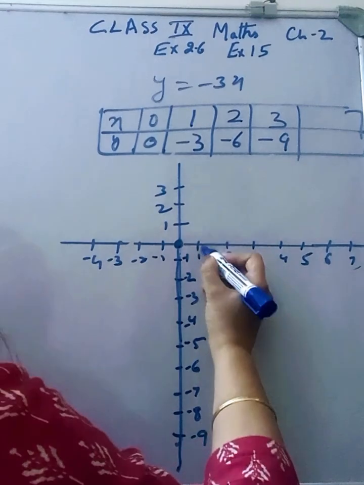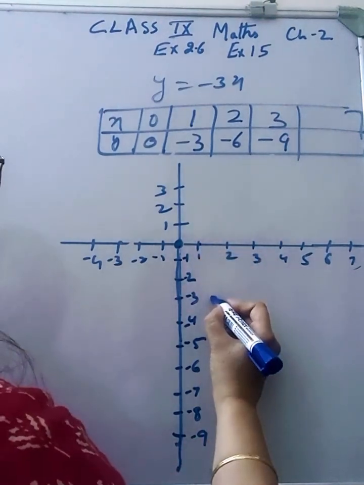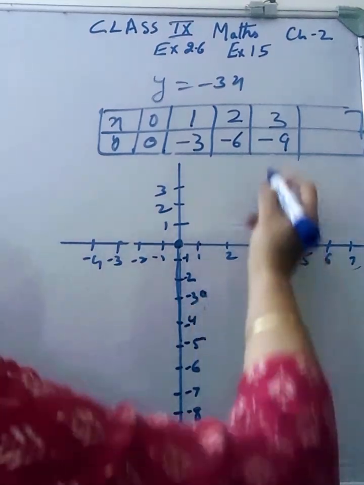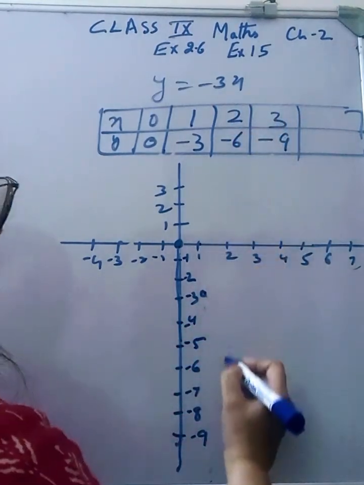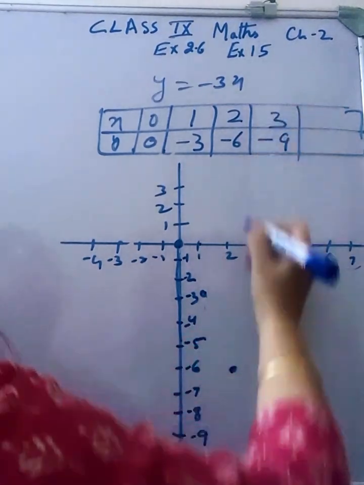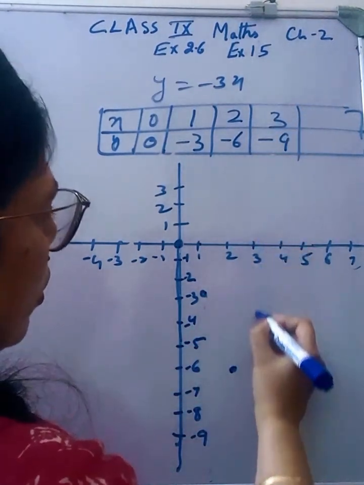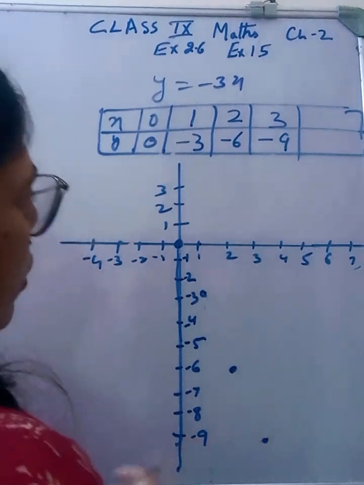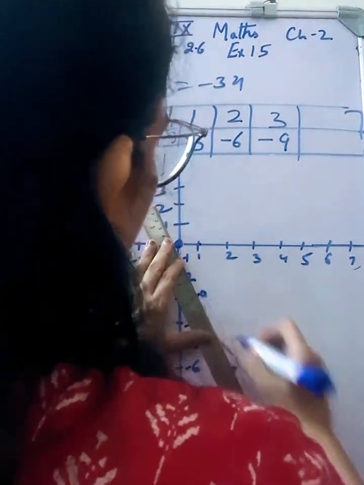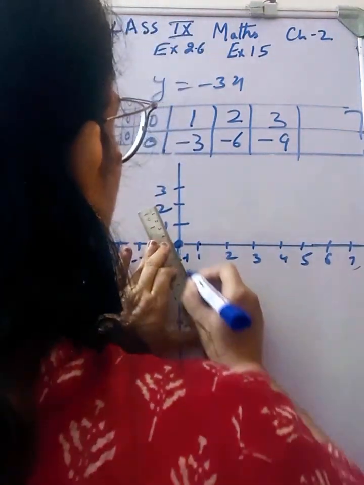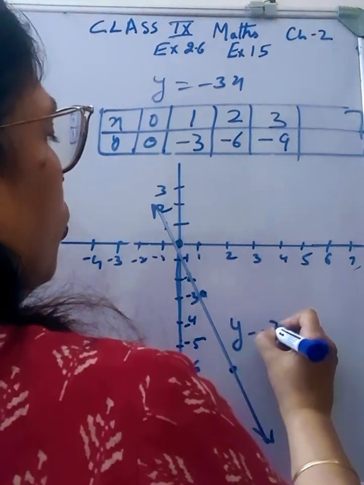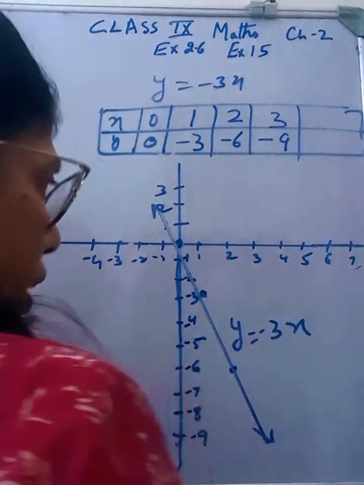Now 1 and minus 3. 2, minus 6. 3, minus 9. This is y is equal to minus 3x.